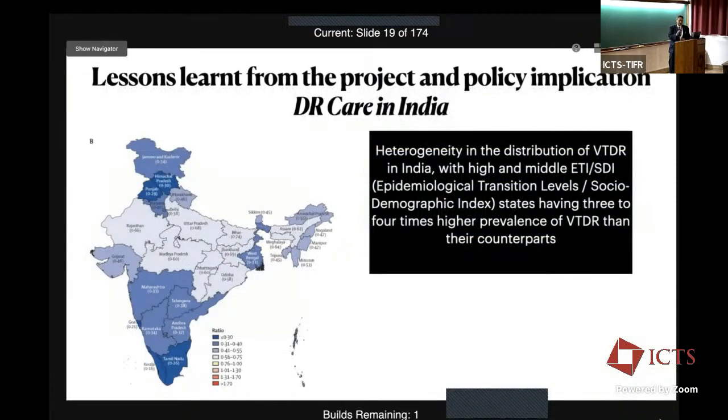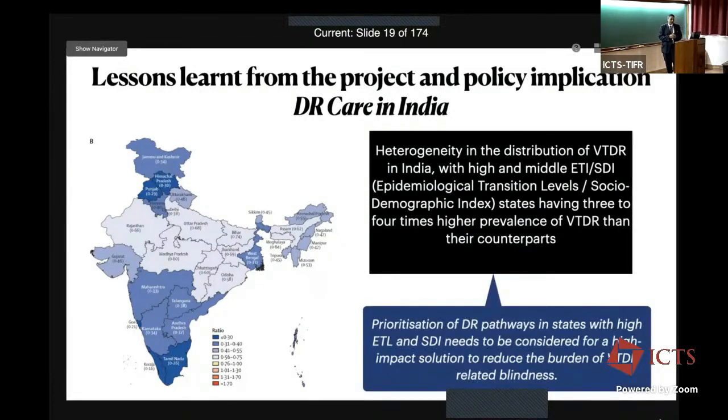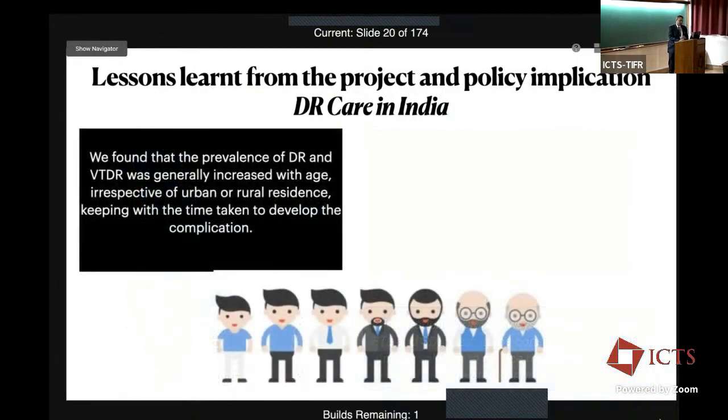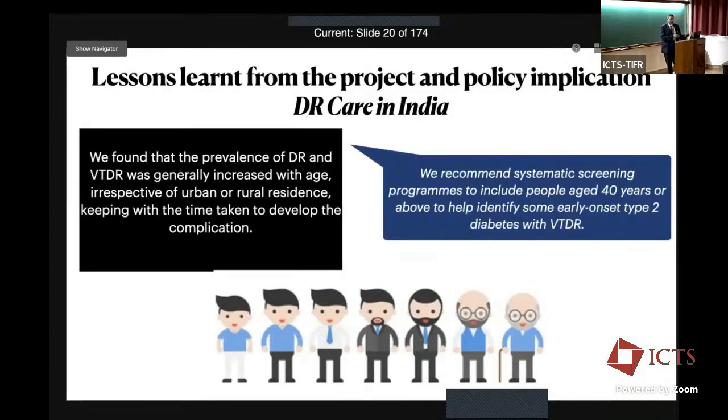We also found that there is this heterogeneity. They are not equally distributed across the country. That means we need to probably prioritize the diabetic retinopathy pathways in various states, especially the states with higher ETL and SDI needs to be more geared for diabetic retinopathy screening. We also found that in general, the prevalence of diabetic retinopathy is increasing with age, irrespective of urban and rural. So it's not like do only urban areas and leave the rural. So that's again a learning lesson.